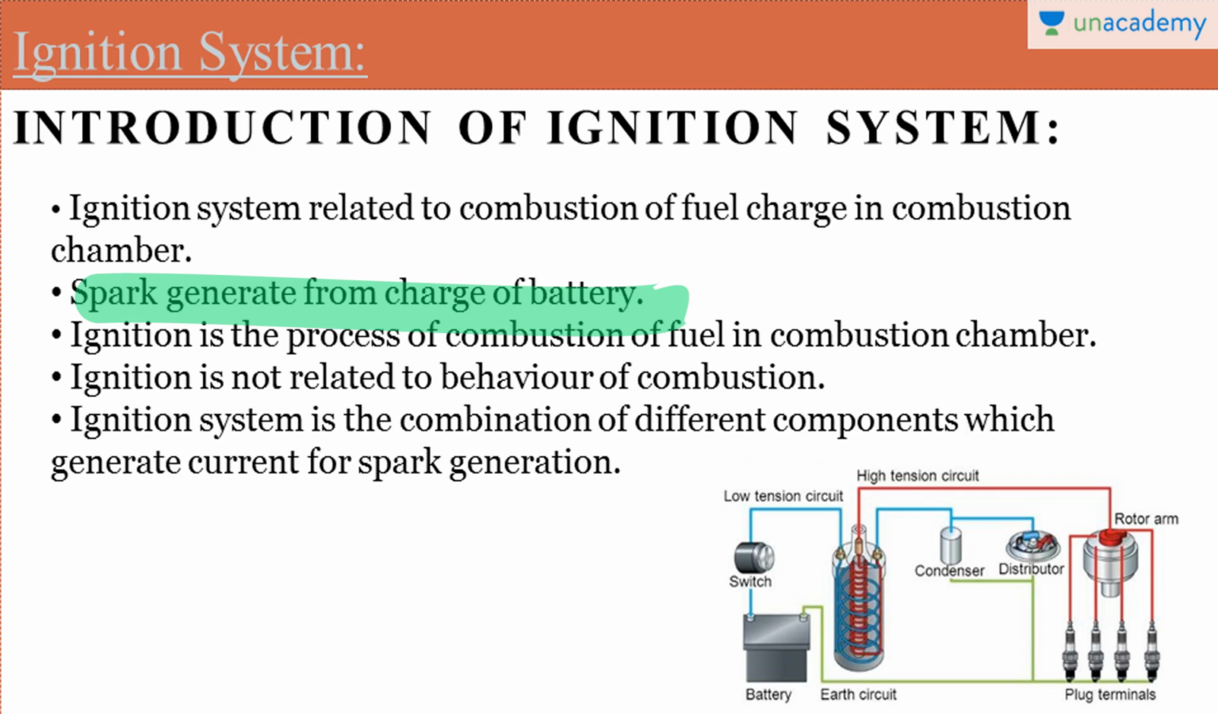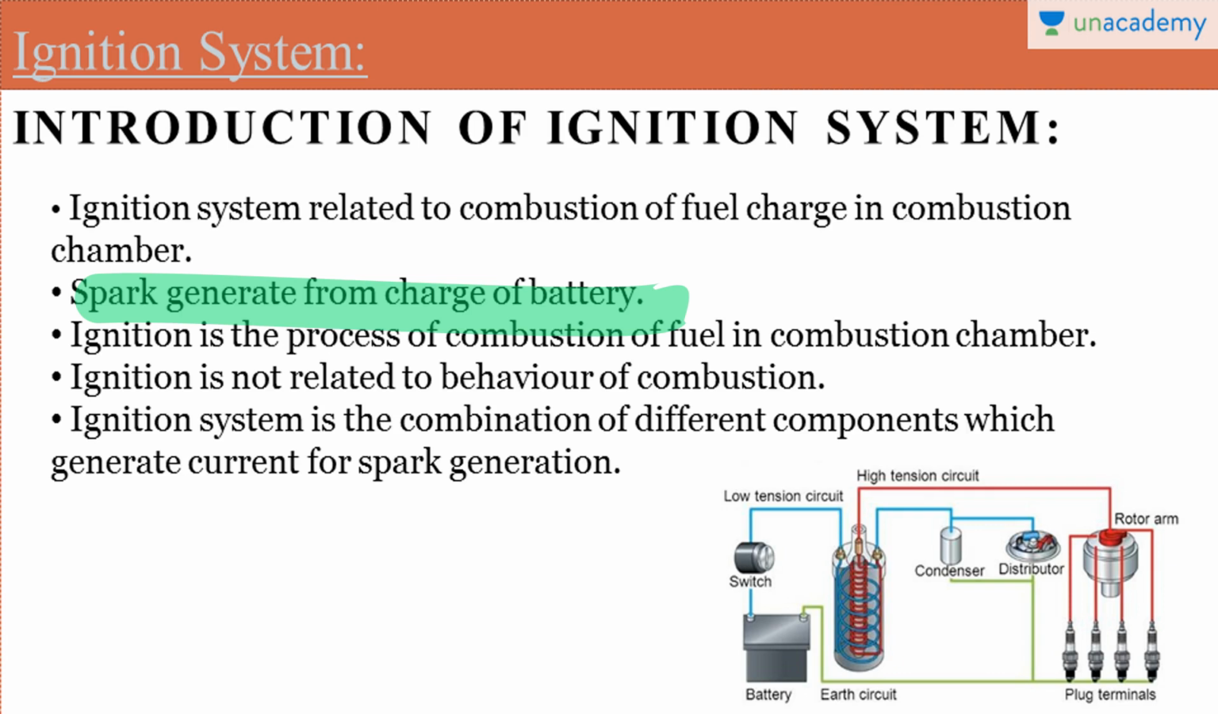As you all know, there is a battery in the engine, or in an automobile engine, and this battery supplies the charge, and this charge will generate the spark. But generally the capacity of a battery is very low. The battery produces very little current, or the battery will transfer very little voltage. The voltage amount is around 12 to 24 volts. Very little voltage is transferred by the battery.